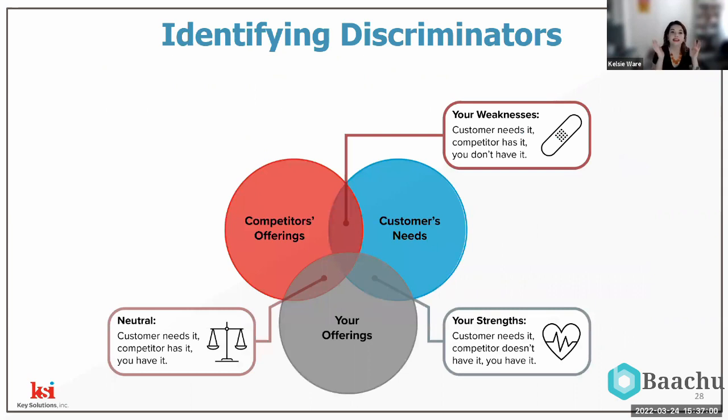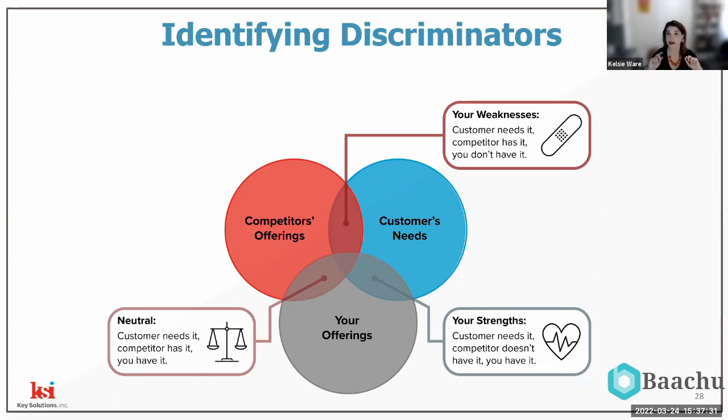And this is just the easiest way to think about it if you can't figure out what your discriminators or differentiators are. If you're trying to figure out if it's a differentiator or discriminator, the easiest way to think about it is this Venn diagram. If it's something that your competitor can offer and you can offer, it's neutral, right? The customer needs it, but it's something everyone can offer. If it's something your competitor offers and your customer needs and you can't offer it, that's a weakness.